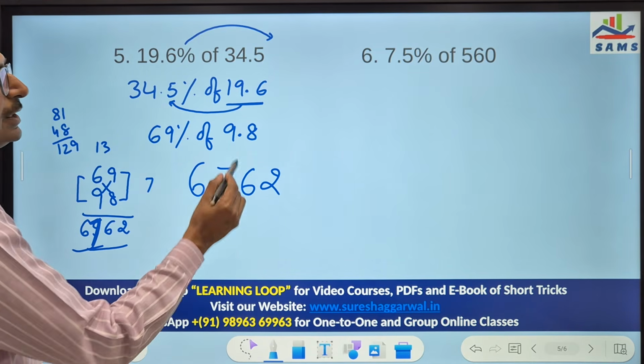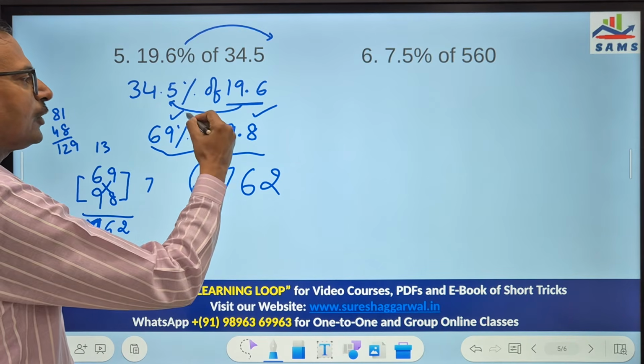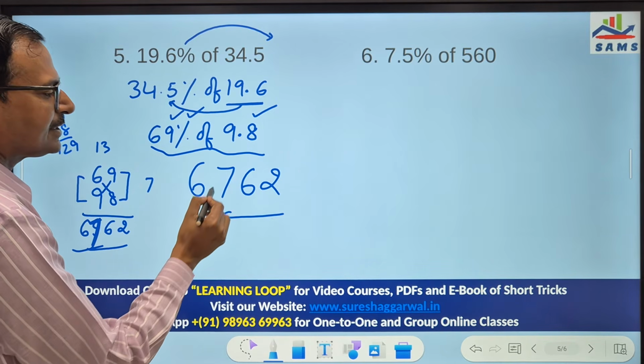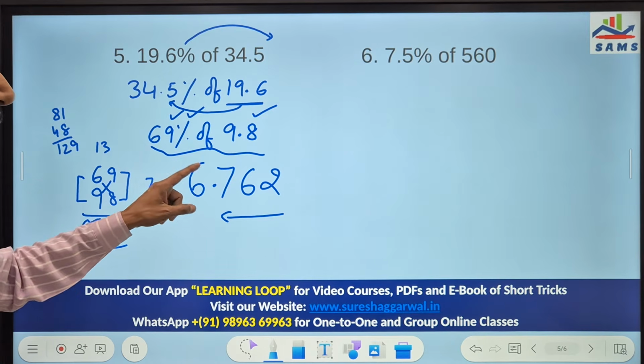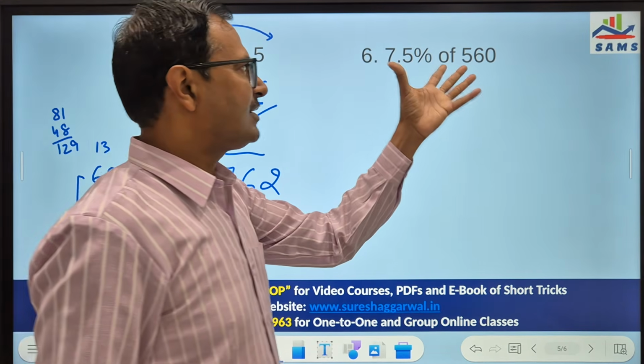And where do you put the decimal now? You have to use the decimal places in the question. 1 decimal place here and 2 for the percentage sign, 3 decimal places in all. The answer is 6.762.